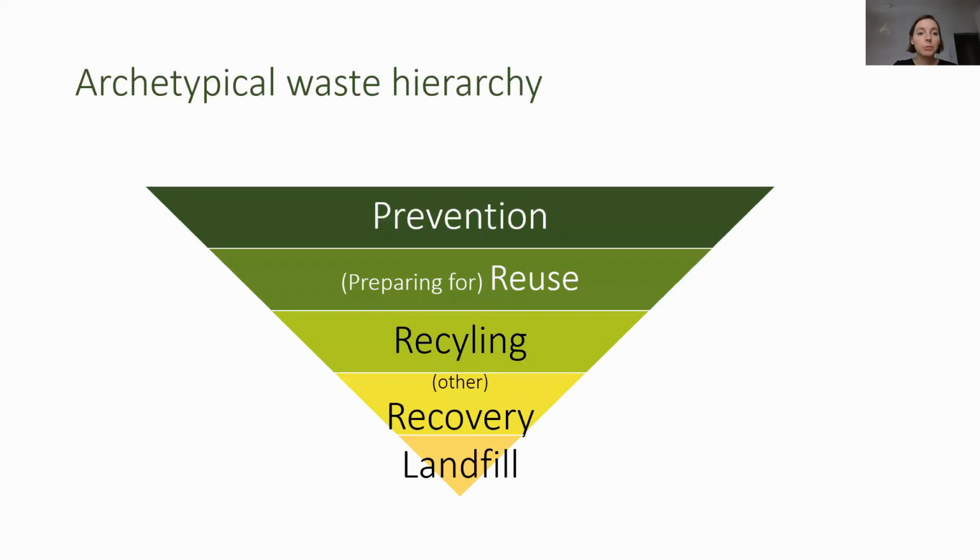So here we see this archetypical waste hierarchy. It's like a triangle that's broad on the top and narrowing down to the bottom, and it usually has 5 steps. So you have prevention, then underneath that preparing for reuse or sometimes only reuse. Then you have recycling, recovery or other recovery often, and then you have landfill on the bottom.